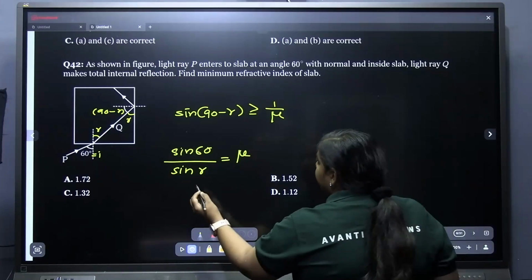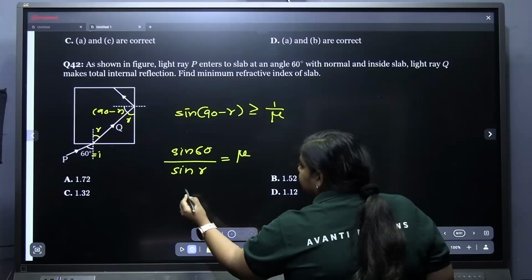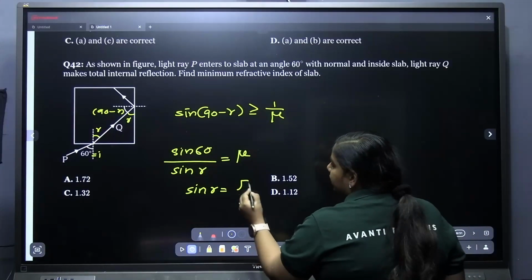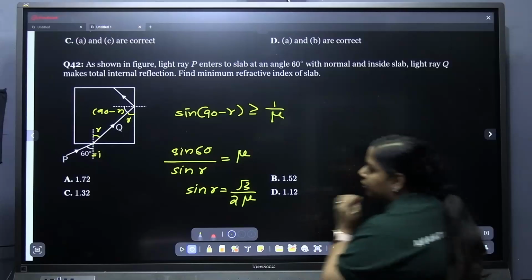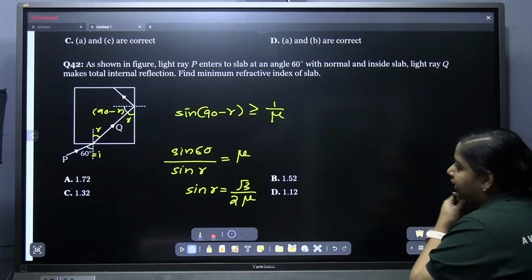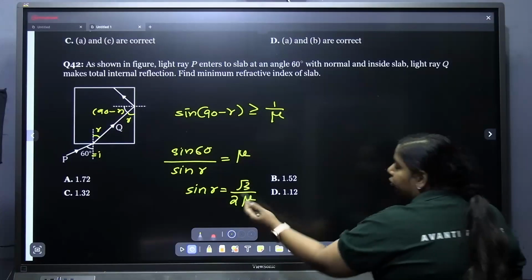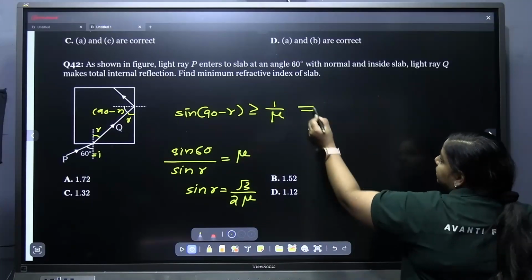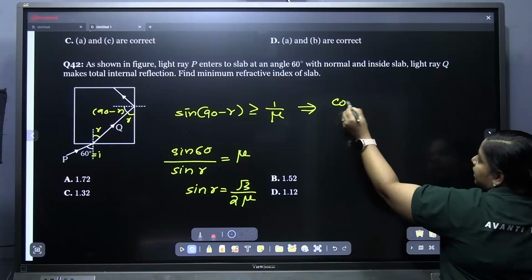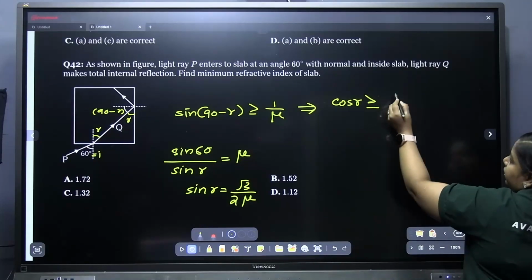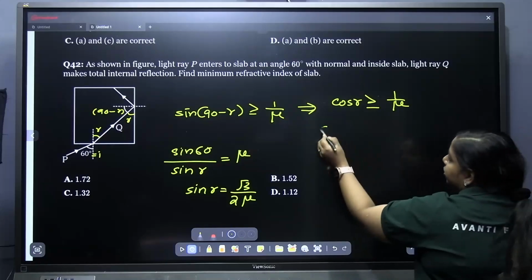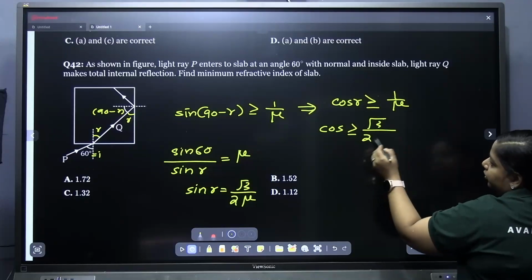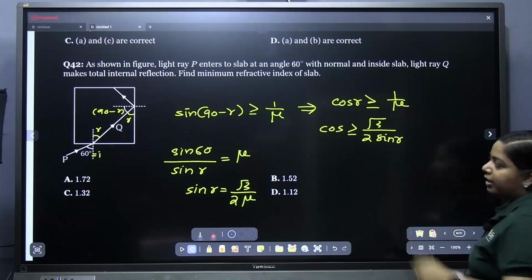From this you will get sin r equal to sin 60, root 3 by 2 mu. Then mu will be equal to root 3 by 2 sin r. Sin(90 minus r) will be cos r. So cos r is greater than or equal to 1 by mu. Substituting mu, you will get cos r greater than or equal to root 3 by 2 sin r.